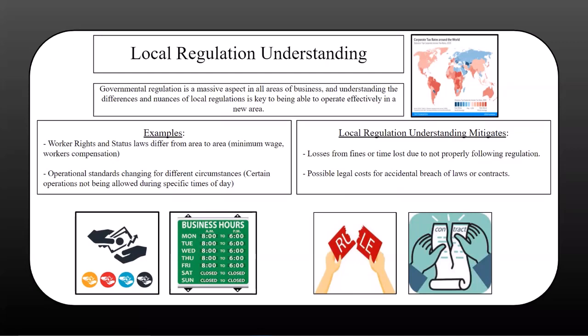Some examples of these different regulations may be worker rights and status laws that differ from area to area, such as minimum wage or workers' compensation. Also, operational standards may change in different parts of the world depending on specific circumstances. For example, in some parts of the world, certain operations are not allowed during specific times of day.